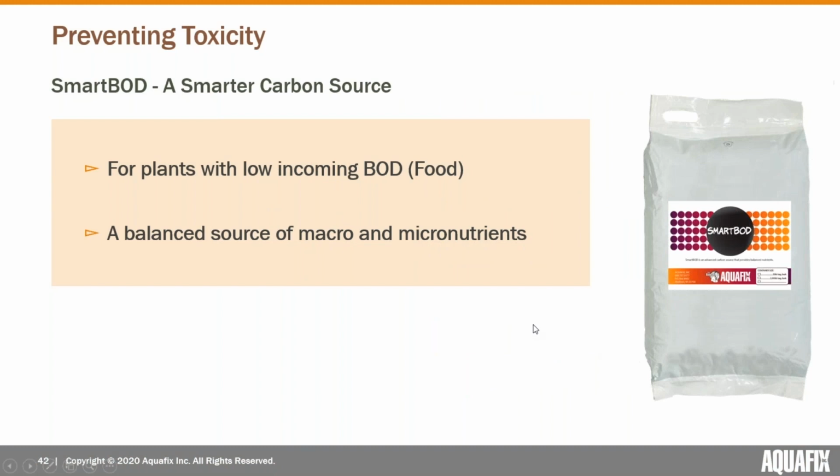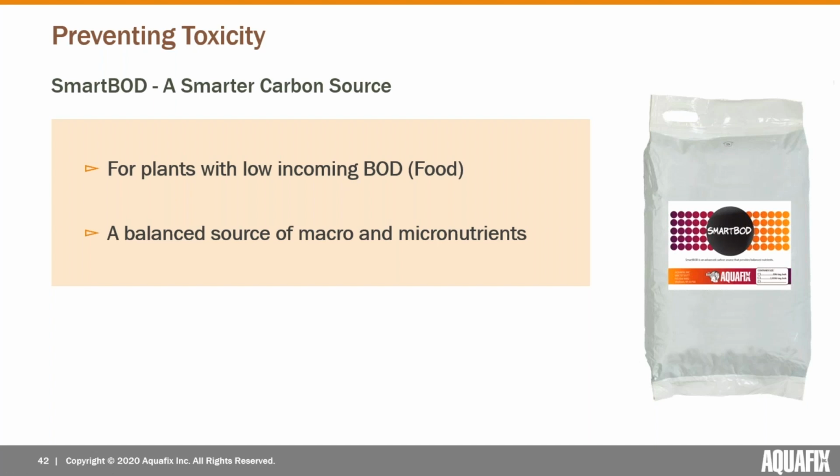This is an example of one of our products we use when a plant has low food. We use a product called Smart BOD. Smart BOD is a dry product. It's a very concentrated food. It's a balanced source of macro and micronutrients. We started this product because we get a lot of plants that are over-designed and they have low incoming food. And this provides a very balanced food for them.